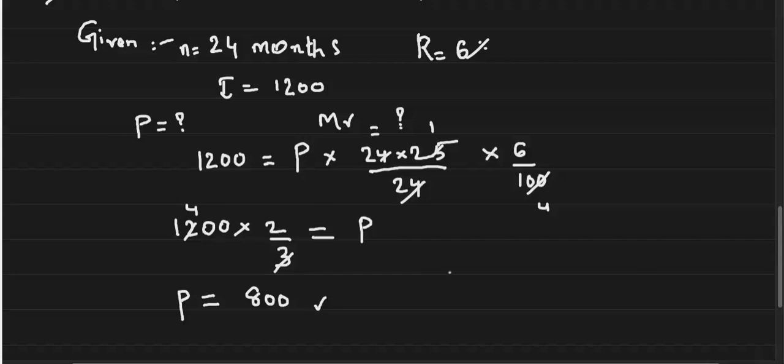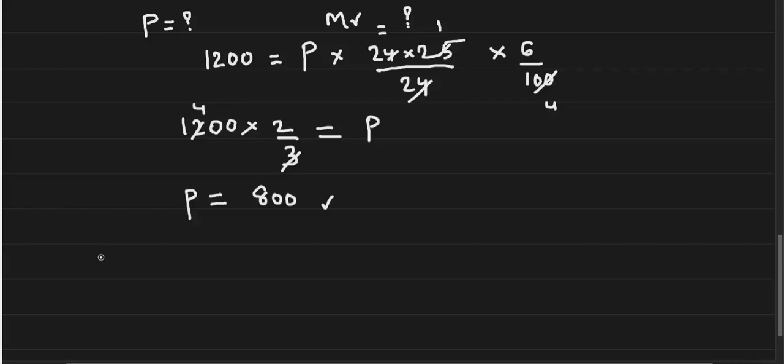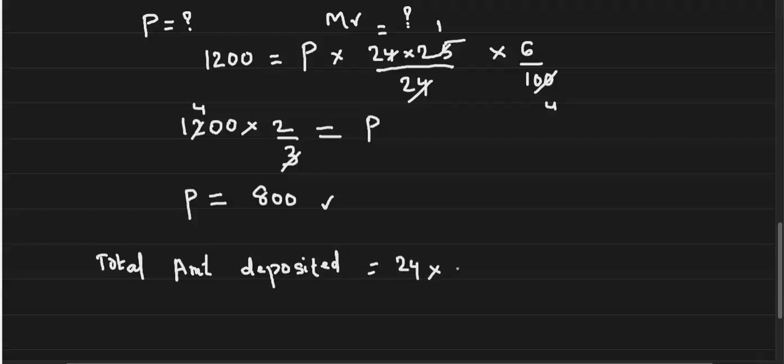So, this is clear. Now, what is the maturity value? You know very well how much he has paid for this entire period. That is, total amount deposited equals P into N, which is 24 multiplied by the monthly payment, 800. So, 24 into 800 will be 19,200.